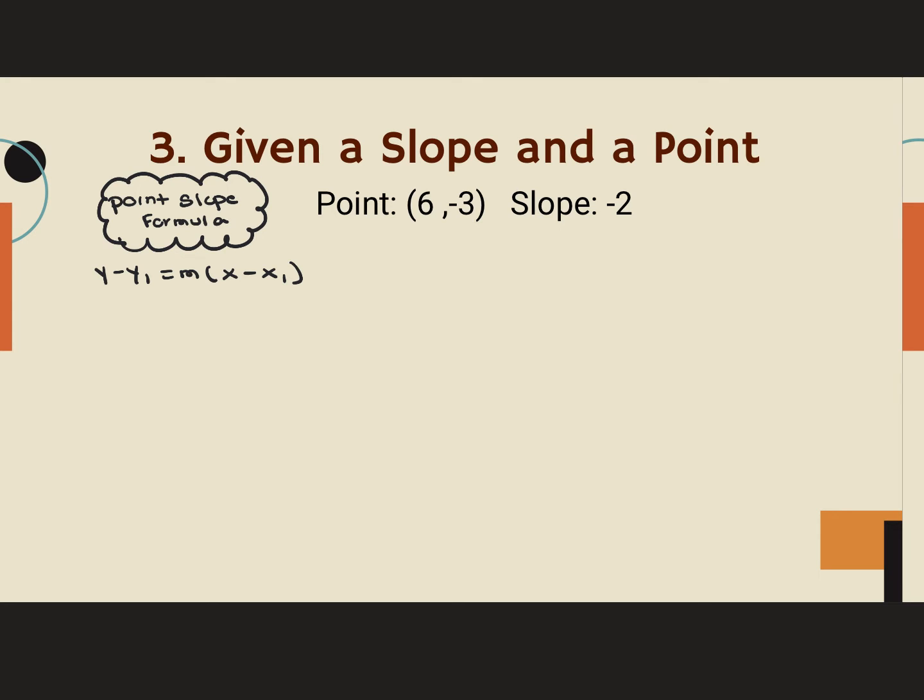So here, we're given our slope of -2, and we have a point 6, -3. So that's x, y. We're simply going to replace y1 and x1 with the points that are given to us. So we're going to have y minus -3, so be careful there because your 3 is negative, is equal to -2, our m, times x minus 6.